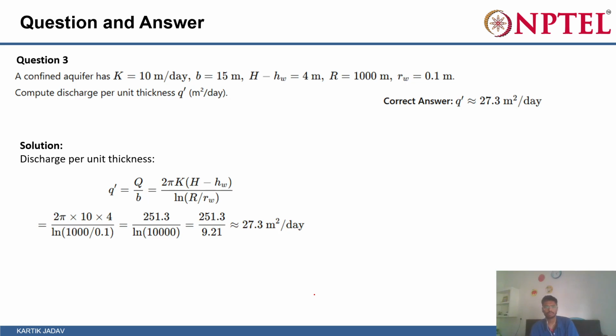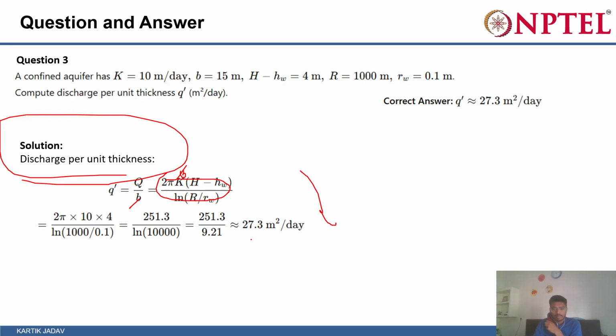So Q dash is equal to discharge divided by thickness of aquifer. Discharge is given by 2 pi K B (H minus HW) divided by ln R by RW. Here we already have B, so this B will cancel out and the equation will only remain like this. Now let's put all the givens here, and the final answer, discharge per unit thickness, is 27.3 meters square per second.